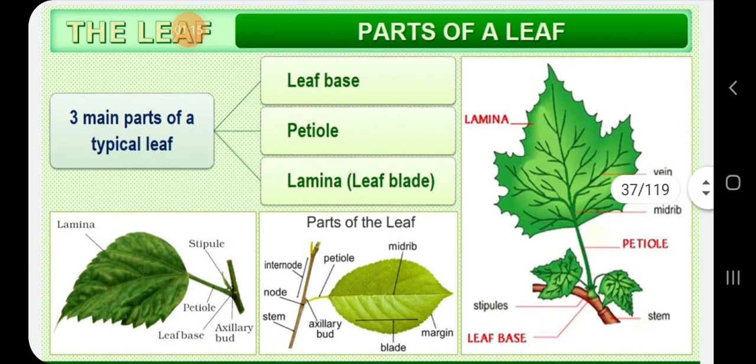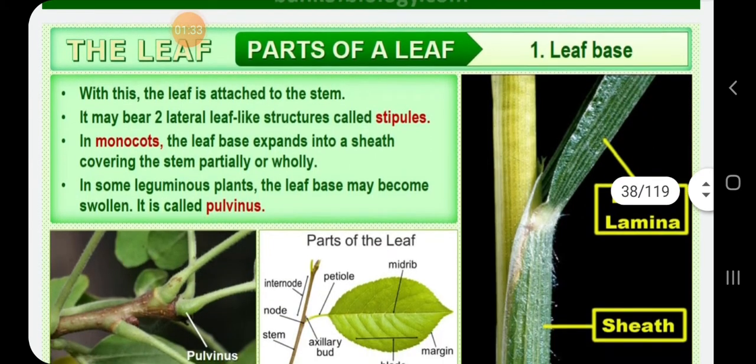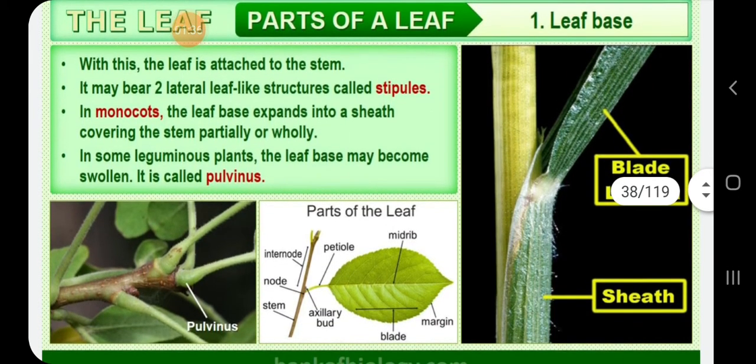Now parts of leaf, you can see leaf base, petiole. Petiole is the small twig like portion which holds the leaf blade, and the flat portion is known as lamina, which is mainly responsible for doing photosynthesis. Leaf base, with this the leaf is attached to the stem. It may bear two lateral leaf like structures called stipules. It may bear, that means it may or may not be present.